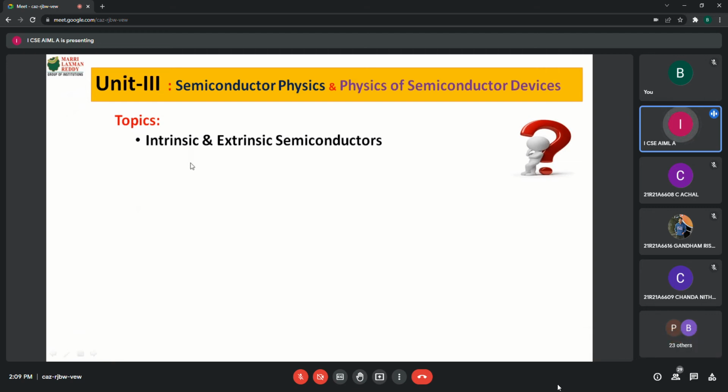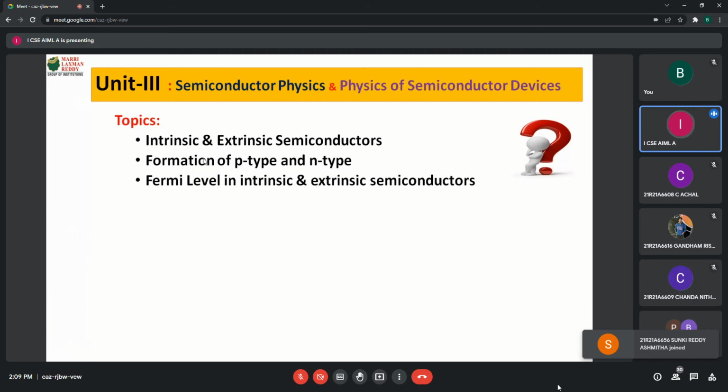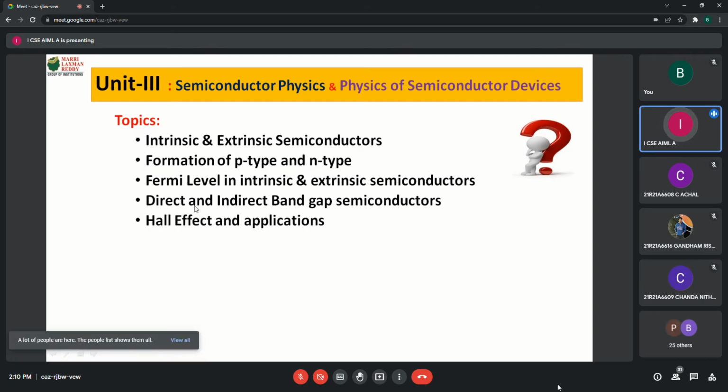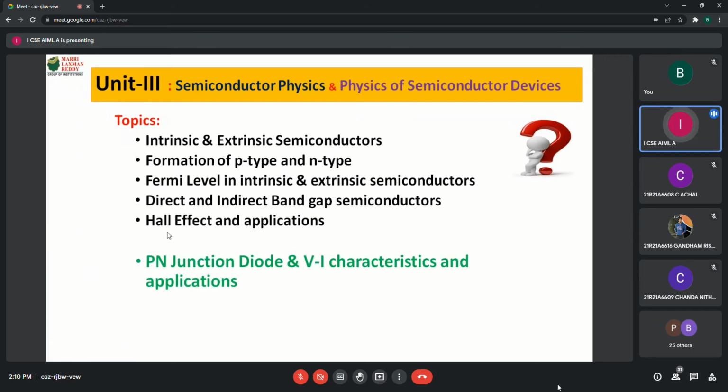Under Unit 3, the first topic is intrinsic and extrinsic semiconductor properties, P-type and N-type semiconductor properties and formation, and the Fermi level in intrinsic and extrinsic semiconductors, where it will be, and direct and indirect band gap semiconductor properties. All these are the topics in Unit 3. Then the Hall effect and its applications. Up to this, you can expect questions from Unit 3 in the first mid examination.